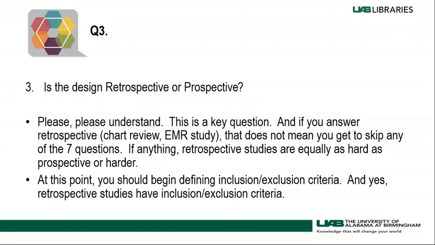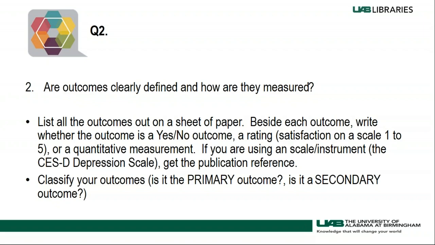Is the design retrospective or prospective? Please understand, this is a key question. That does not mean you get to skip the 7 questions. It's not, I've got the data set, I get to skip the 7 questions and immediately go. Uh-oh. You still need to slow down, because even if all the data is available, you still have to come back here and say, well, which one's the outcome? Where is it? How was it measured?